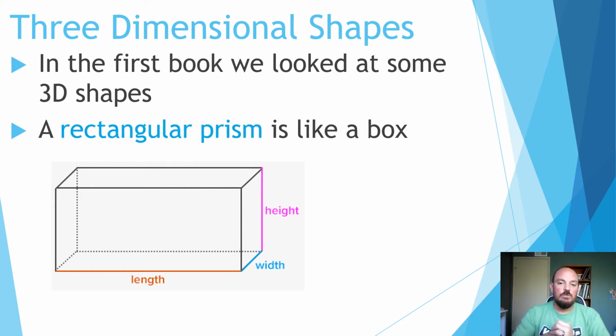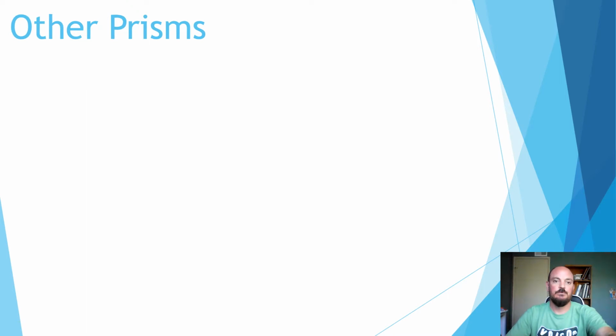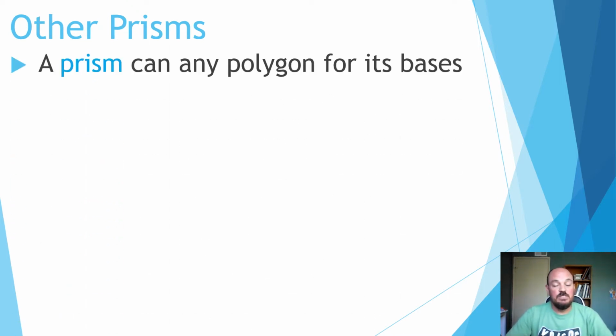Right here, we have what's called a rectangular prism. That's the most simple 3D shape there is. It's basically any box. You have all perfectly straight edges, all perfectly flat faces. Every face is a rectangle. And you have three dimensions: length, width, and height. But there are other prisms.